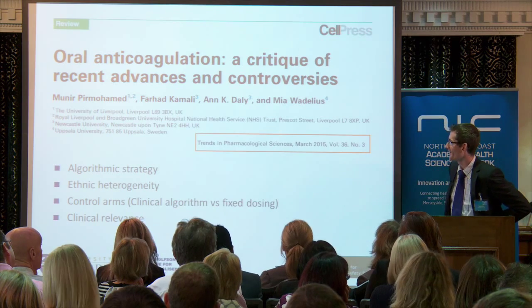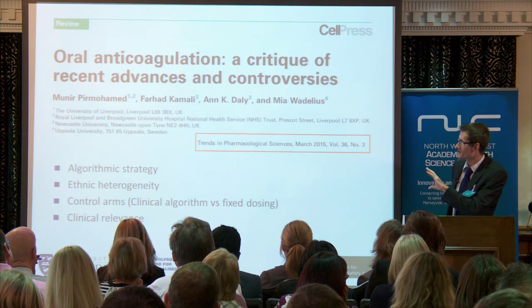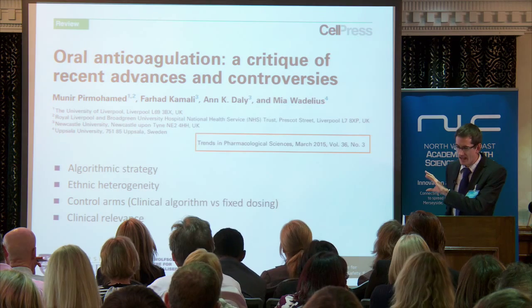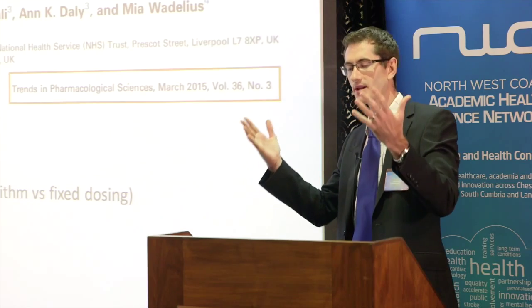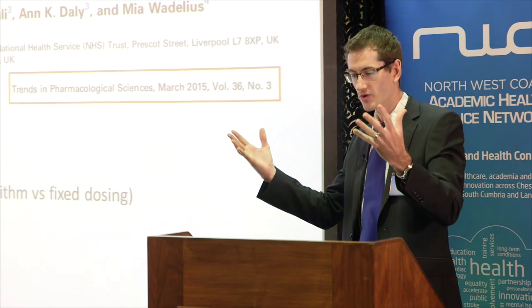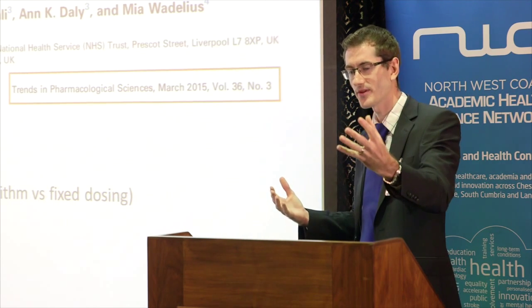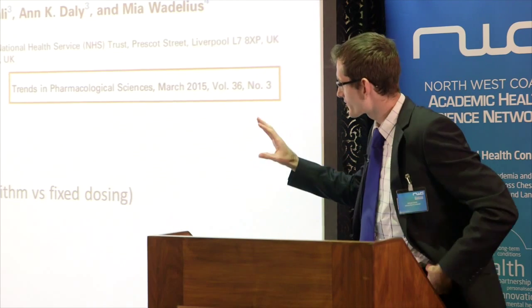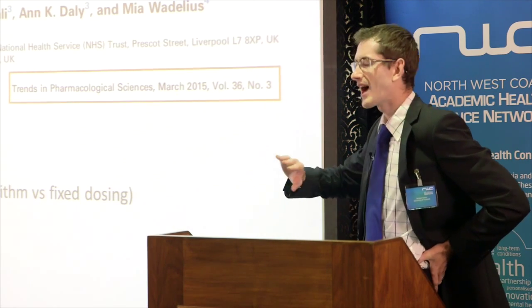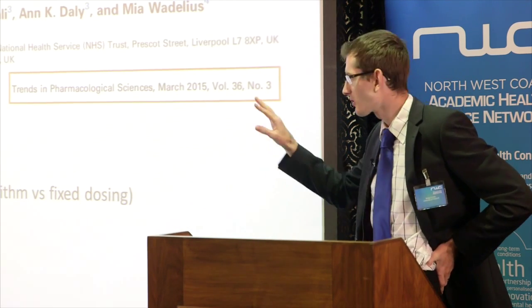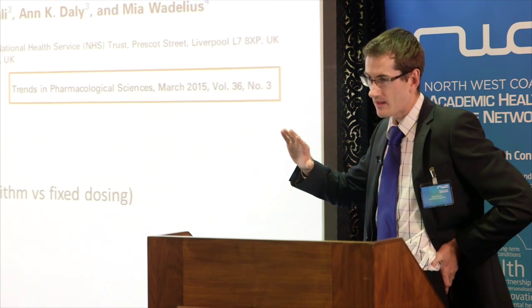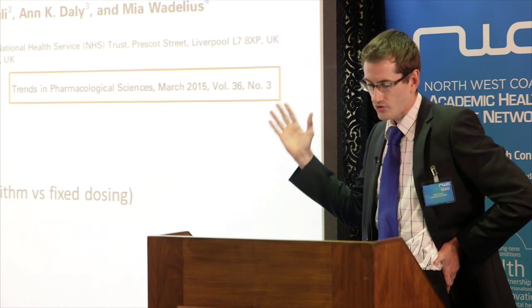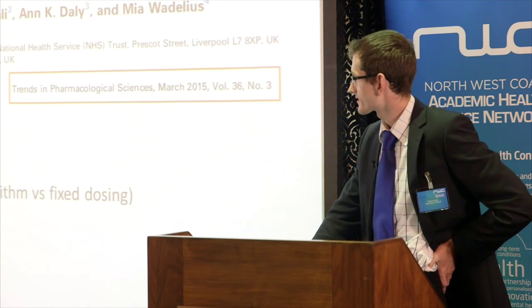So this is another review which has just recently been written to try to help account for these differences in these two similar but large randomized controlled trials. Why did one show a benefit with genotyping and one didn't? And there's 4 main areas. The one was the algorithmic strategy used. I'm not going to go into the details on that. I'm happy to answer questions. The other was the ethnic heterogeneity, the control arms used, and the clinical relevance.